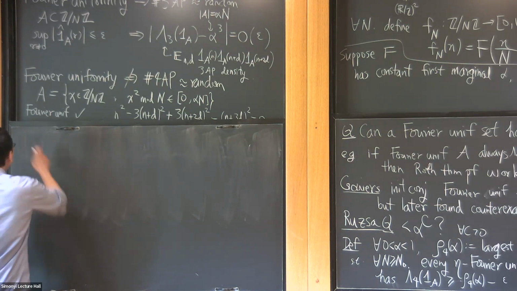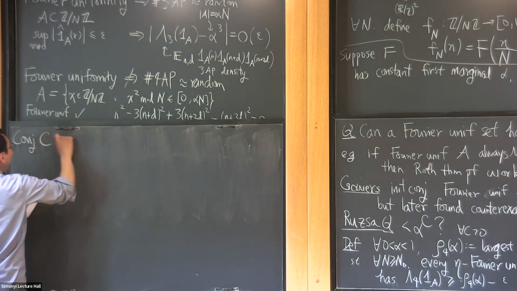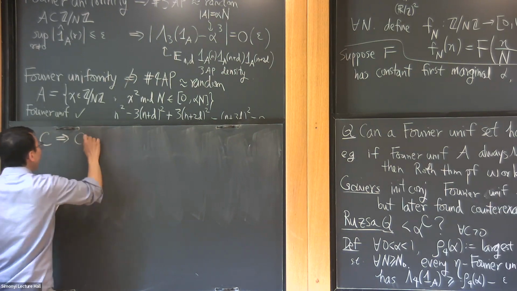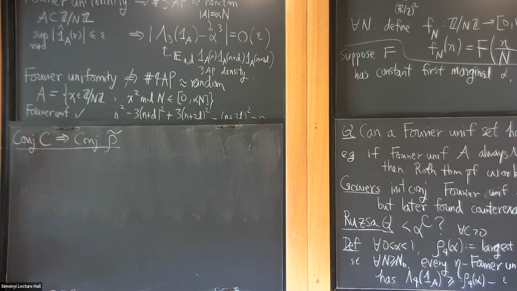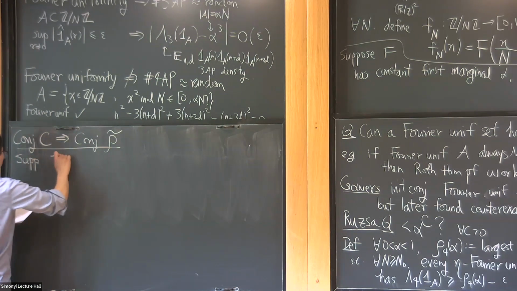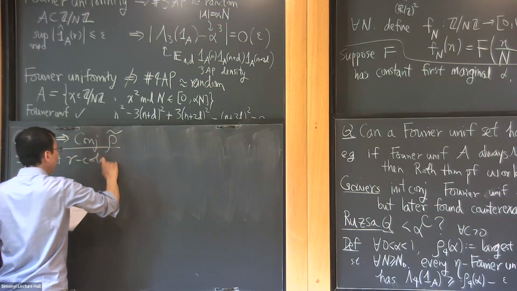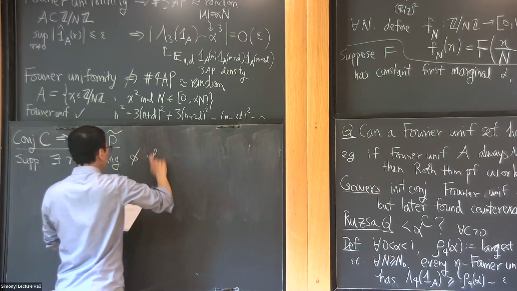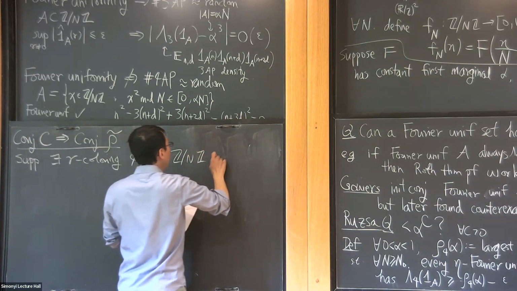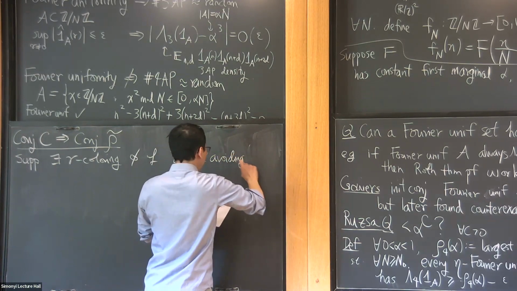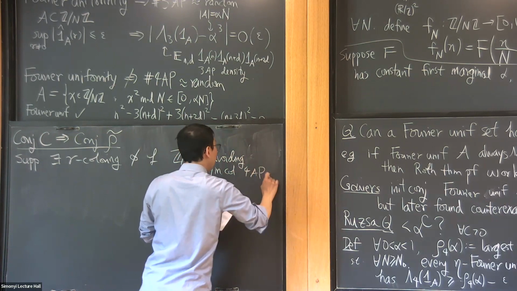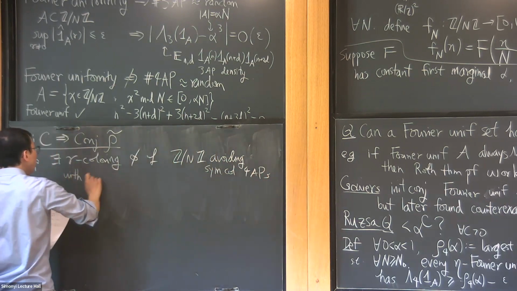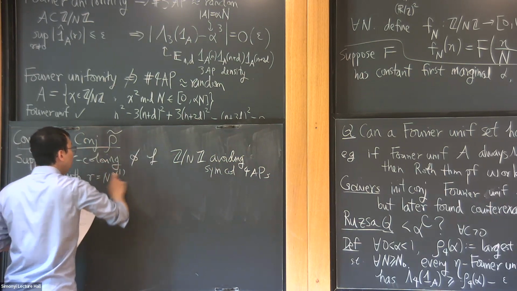All right. So let me sketch how to derive this implication from conjecture C to conjecture rho tilde. Basically it says if you have a good coloring, so suppose there exists an R coloring phi of Z naught and Z, avoiding symmetrically colored Fourier keys, and with R pretty small, so let's say R is n to the little 1.